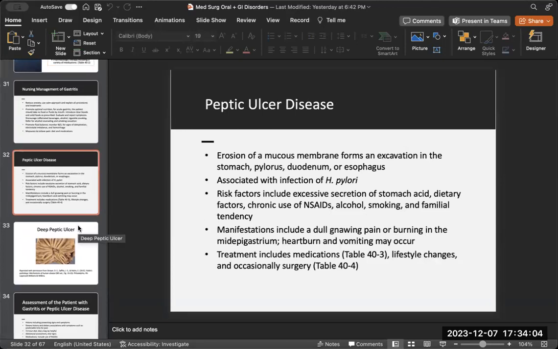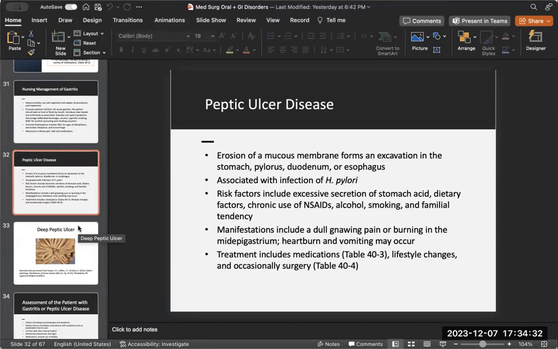So if you have GERD, right, and you get those ulcerations, you could get peptic ulcer disease, especially if the GERD is caused by H. pylori. So all of these systems and disorders can be intertwined. So peptic ulcer disease means there's an erosion of the mucous membrane that lines your gastric tract, okay? And it's usually associated with H. pylori. It could also be associated with a history of smoking and alcohol use, okay?